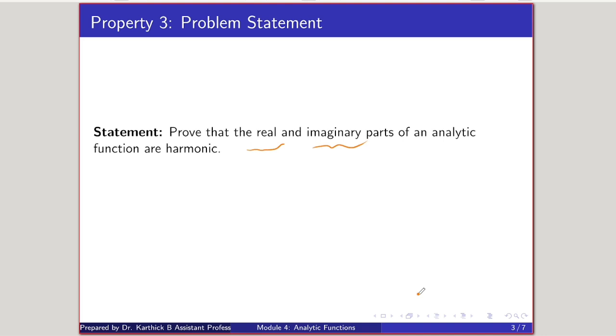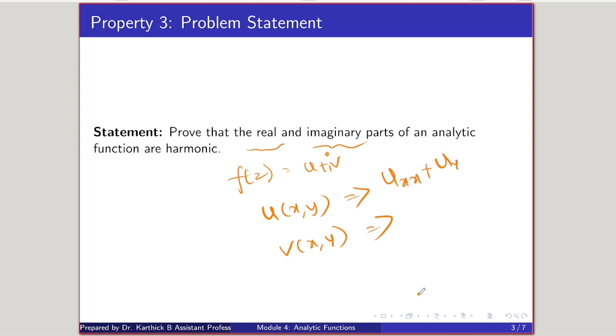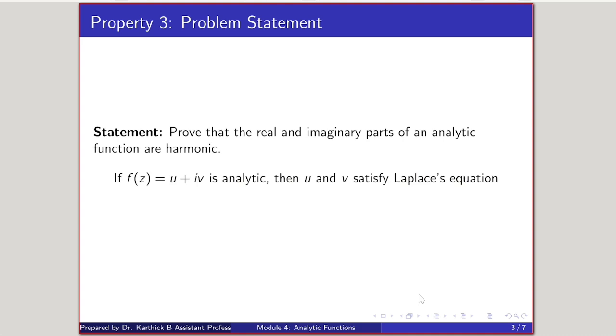Harmonic represents, if I am taking f of z as u plus iv, the real part will be u of x comma y and the imaginary part will be v of x comma y. So it has to satisfy uxx plus uyy equal to 0, and v has to satisfy vxx plus vyy equal to 0.